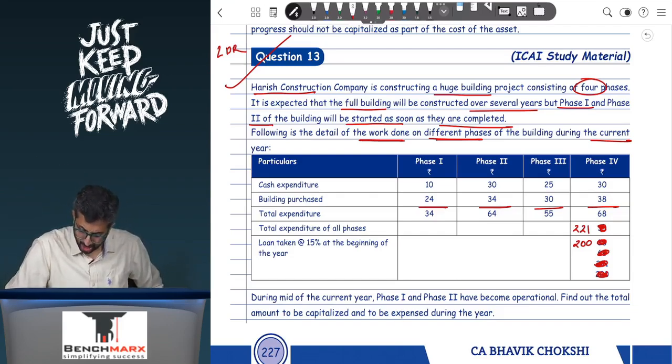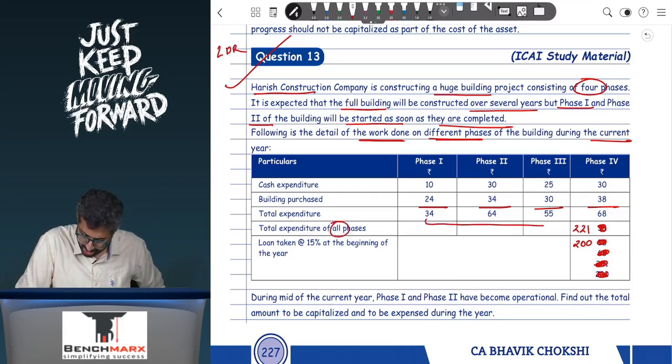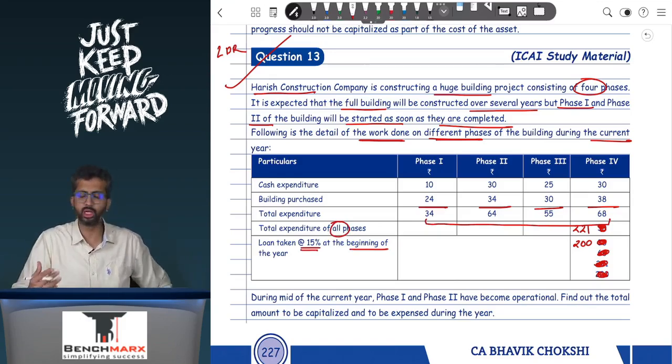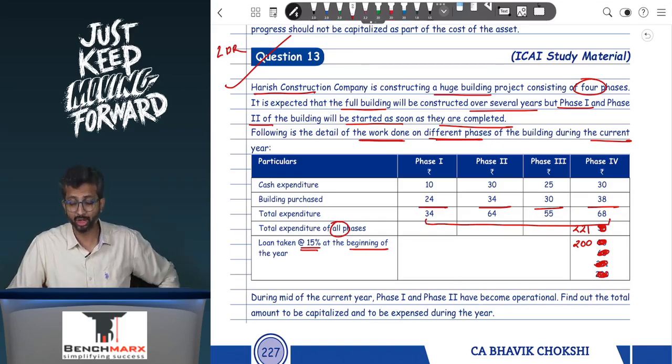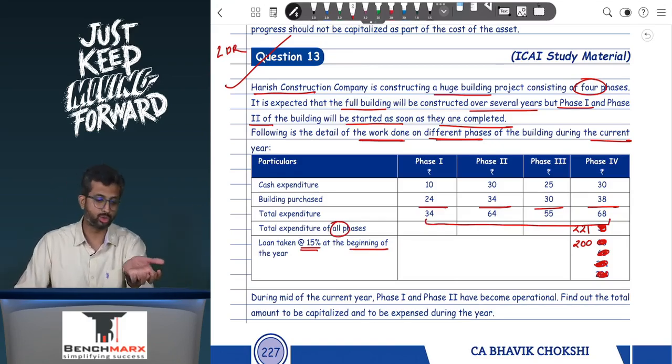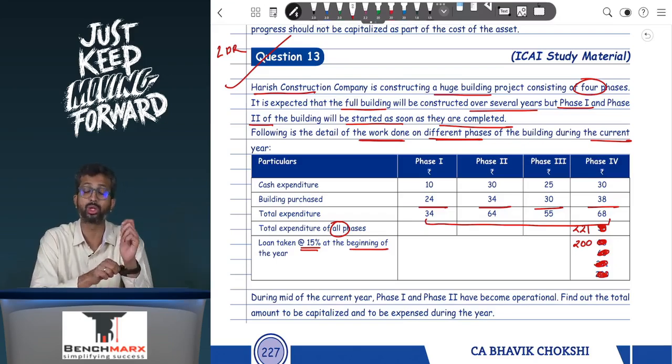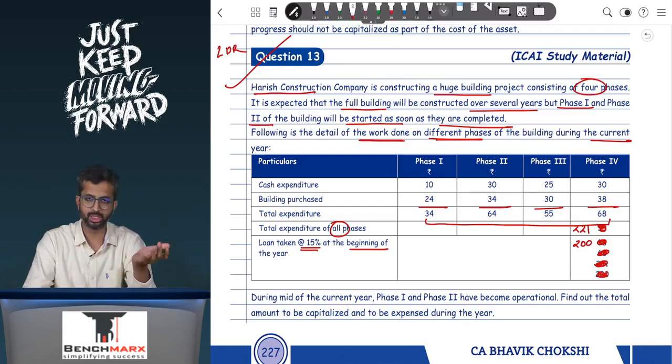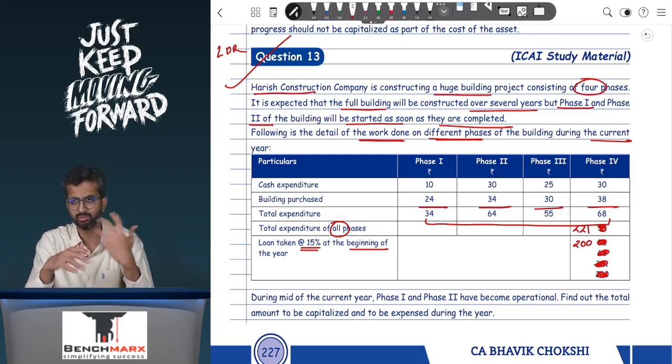So this is your total expenditure. If you calculate total expenditure on all the phases is 221. 221 is nothing but the total of all of these. But the loan taken at the rate of 15% at the beginning of the year is only 200. So here your expenditure is 221 and the loan taken is only 200. Now people say, how is that possible? How can you have expenditure more? Well, you might have your own money of 21 rupees on which there is no borrowing cost, which is probably used. However, the borrowing cost is only on 200.